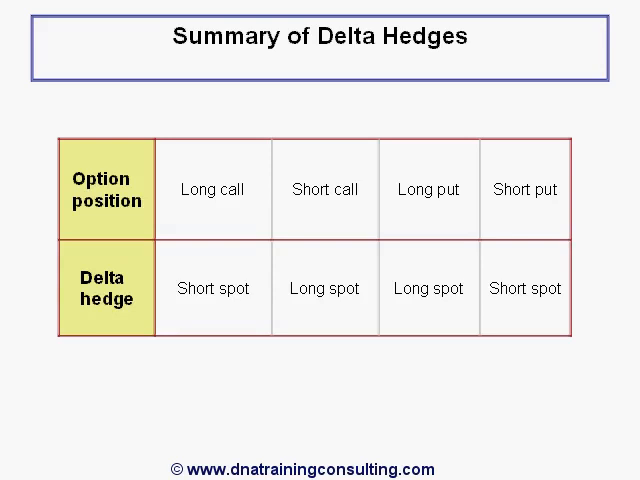This table summarizes how the trader creates his delta hedge for each of the 4 basic option positions. And therefore, in answer to the question we just raised, if the trader is long the call, he would short the spot, and if he is long the put, he would go long the spot. In each case, it bears repeating, the size of the spot position needs to equal the delta times the notional of the option in question.